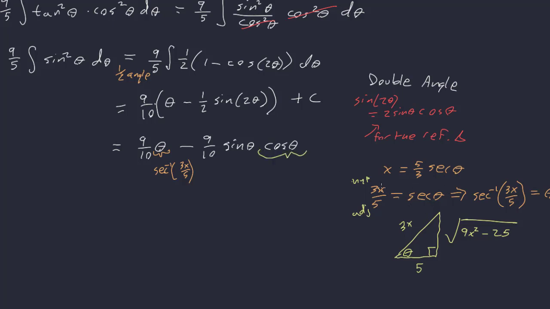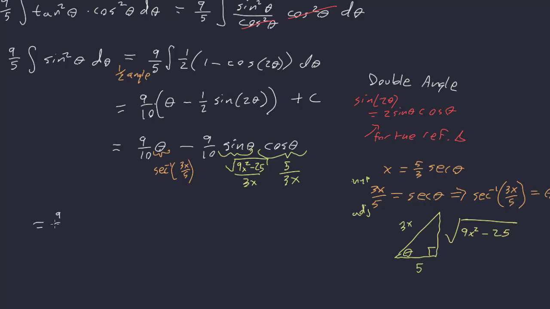So if secant is 3x over 5, then cosine is going to be 5 over 3x. Okay, that's just us flipping over our transformation. Sine, on the other hand, is opposite over hypotenuse. So it is going to be the square root of 9x squared minus 25 all over, sorry, 3x, the hypotenuse. Okay, so let's put this in.